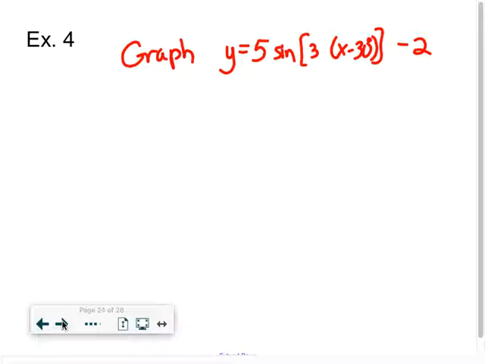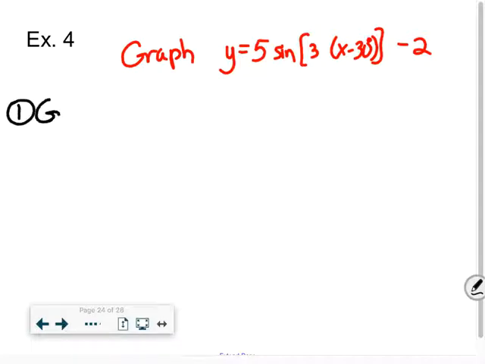All right, let's try this one. So now I'm putting everything together. So far, all of the period lengths were 360, and they're not always 360. So I'm going to show you why here. So if you want to graph y equals 5 sine the quantity, 3 times the quantity, x minus 30 degrees, close, close, minus 2.